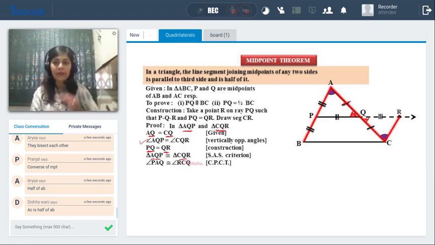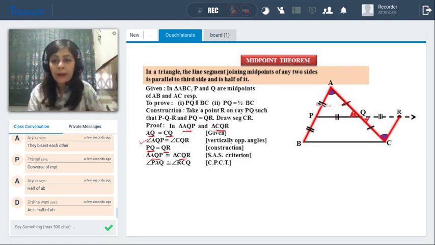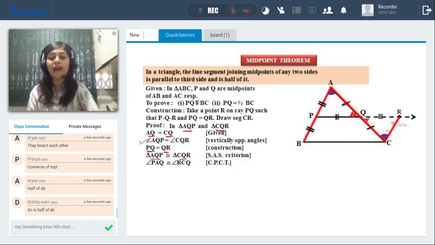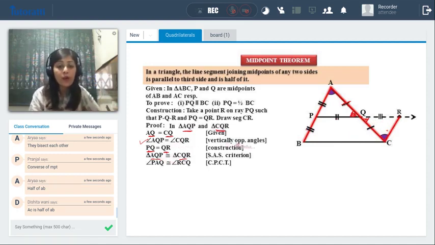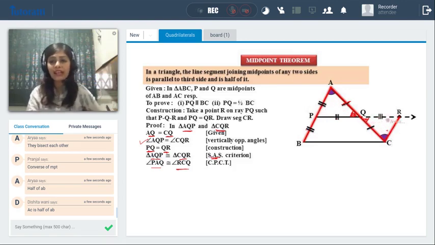Now students pay attention. First thing, for PRCB to be a parallelogram, I need to get PB equal to CR and PB parallel to CR. Once PB is equal to CR and PB is parallel to CR, PBCR will become a parallelogram. So pay attention, how are we going to do that? Now, once these two triangles are congruent, PAQ is congruent to QCR. Look at PAQ and QCR.